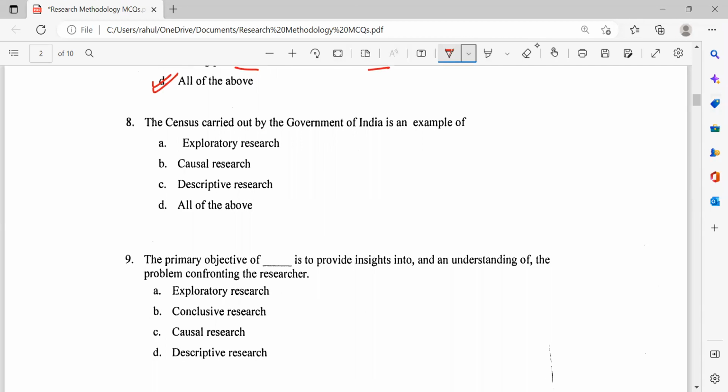Question number eight. The census carried out by the government of India is an example of exploratory research, causal research, descriptive research, or all of the above. So the census is an example of descriptive research, because it contains various kinds of information in detail. It contains the sex ratio of male to female, how many belong to the poverty area, who are middle income, and how many electrical gadgets each home has. So ultimately, a complete description of each and every family is there where the census is carried out. So it is a kind of descriptive research.